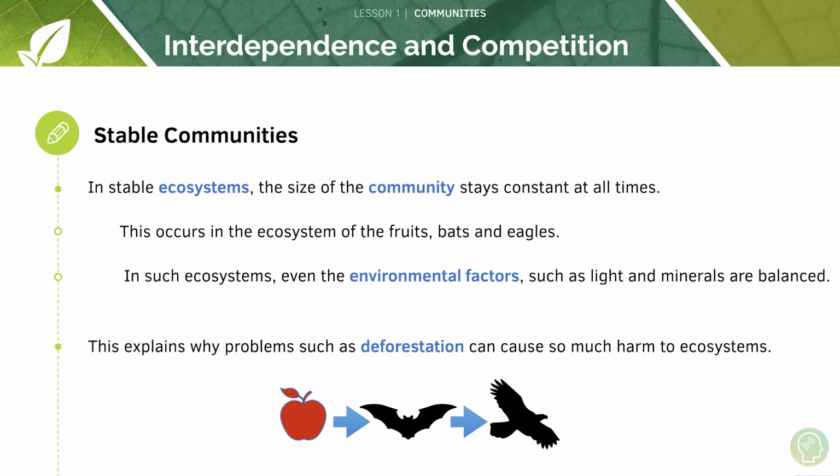And this explains why human factors can cause so much harm to ecosystems. So deforestation, for example, changes these environmental factors. It then introduces elements of competition to the ecosystem, and therefore it changes the balance that these organisms have maintained with each other.